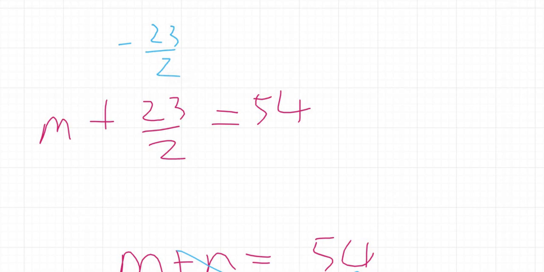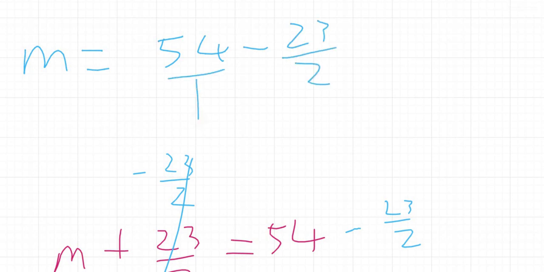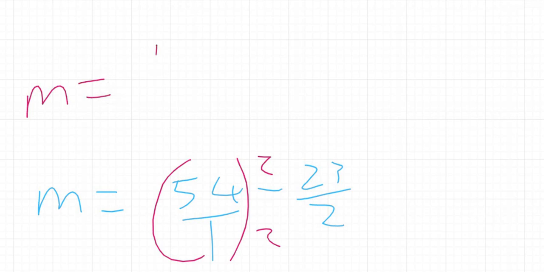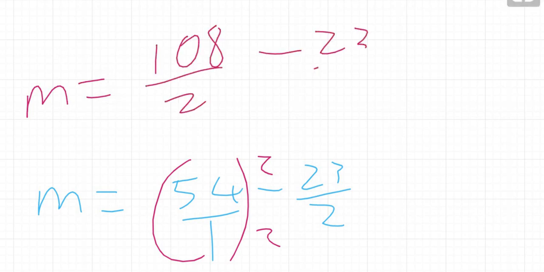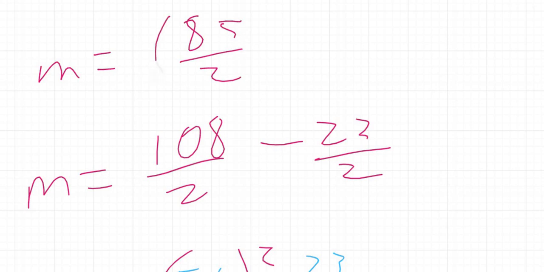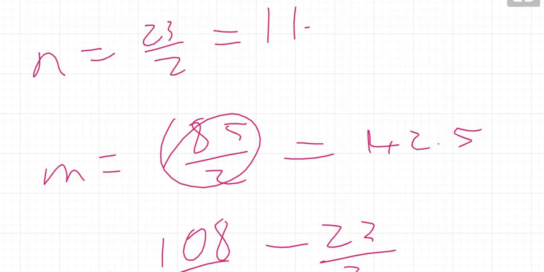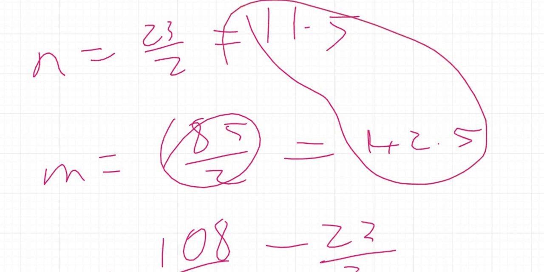So now we do the same thing for this. That cancels that, leaving us with m is equal to 54 minus 23 over 2. We could do the same thing: create a fraction and multiply 54 by 2 over 2. So we have m is equal to 108 divided by 2 minus 23 divided by 2. If we do the maths, m is equal to what we got last time: 85 over 2. If you convert this into decimals, you get 42.5, and bringing back n, n was 23 over 2, which is the same thing as 11.5. And if you use these values and plug them into the equation, you get the same thing.